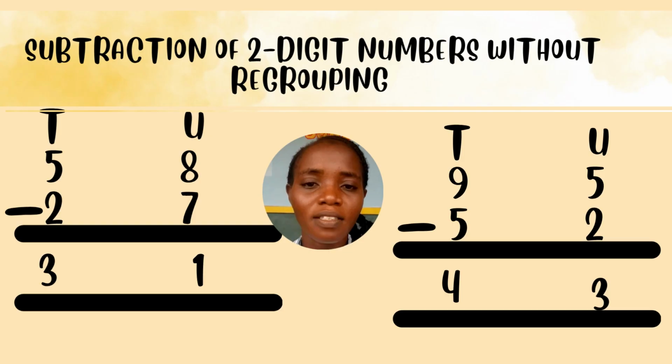And to the second example, I have 95 minus 52. Beginning from the unit place, count out 5 and take away 2, your answer is 3. Count out 9 and take away 5, and it gives 4. Therefore, 95 minus 52 equals 43.